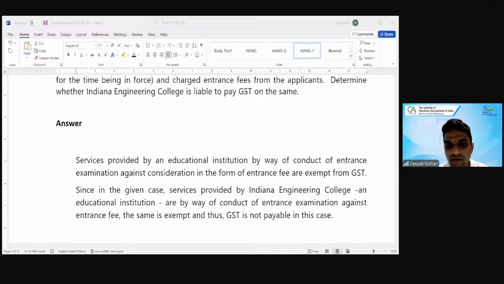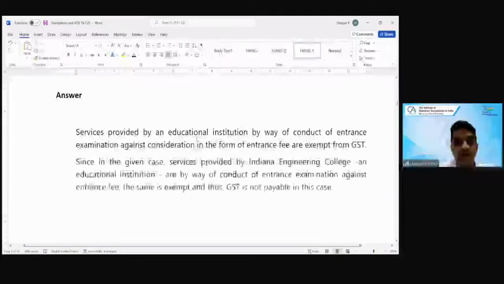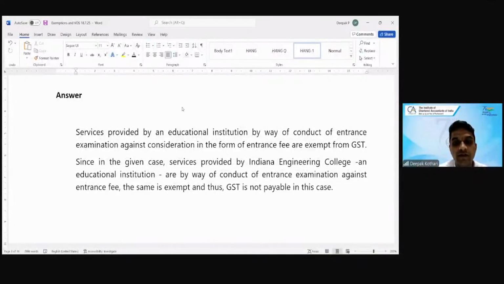Good, good attempt, Mr. AMA. You're giving proper noting with highlighting of the important terms. Good way of presenting. Entrance fees charged by educational institutions for conduct of entrance exam will be exempted. Right. Okay. Let's move to the next question.